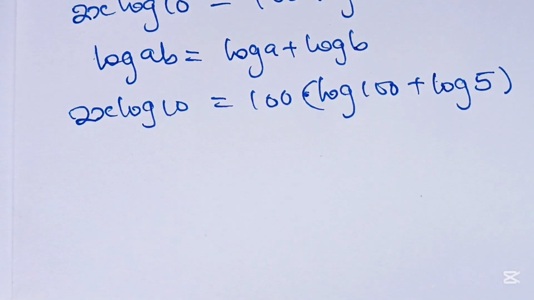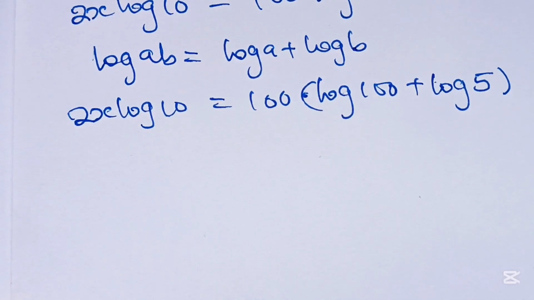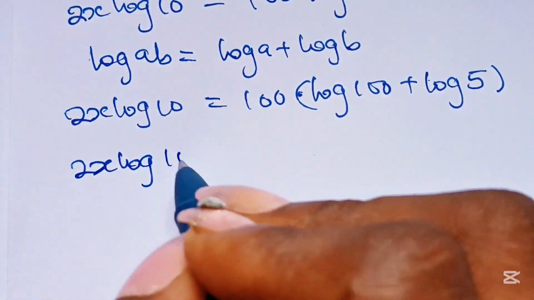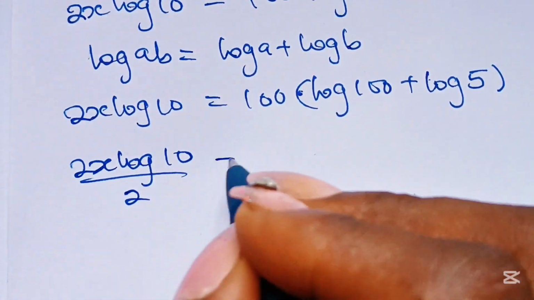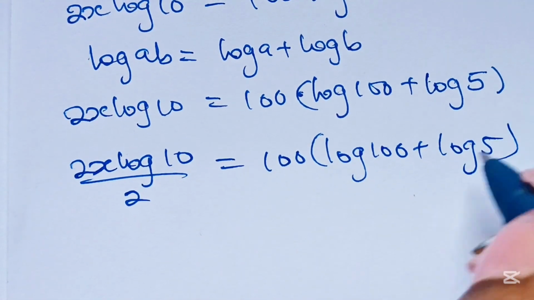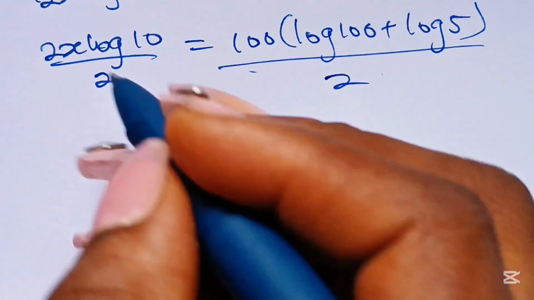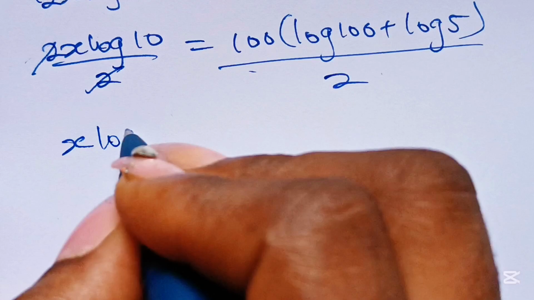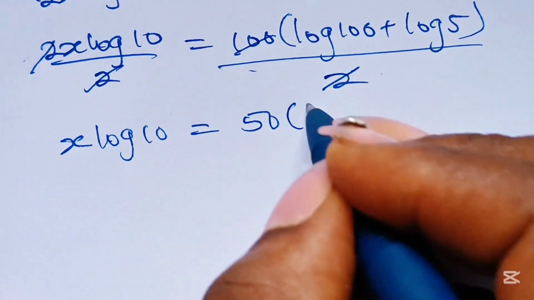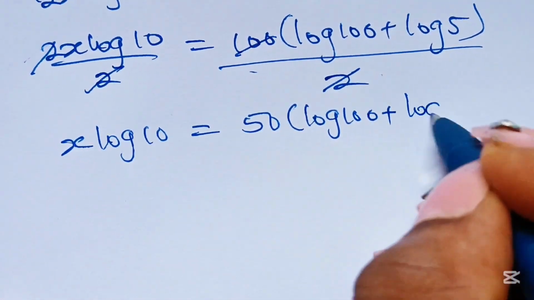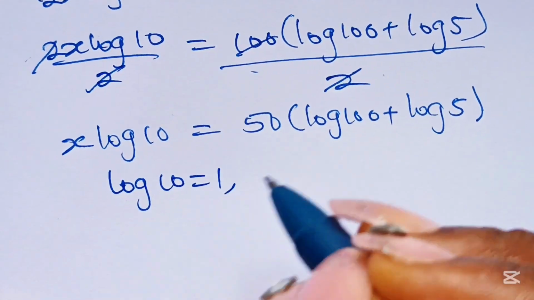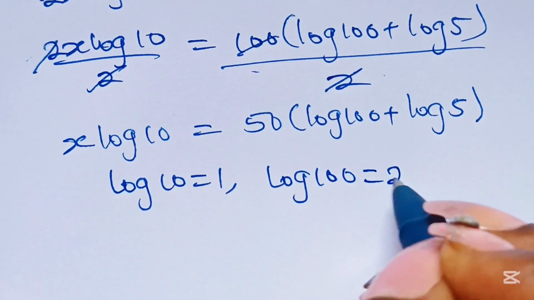Now, we are going to divide through by 2. So we have 2x log 10 divided by 2 is equal to 100 brackets log 100 plus log 5 divided by 2. Now the 2s cancel, so we have x multiplied by log 10 is equal to 50 multiplied by log 100 plus log 5. Now recall that log 10 is equal to 1 and log 100 is equal to 2.